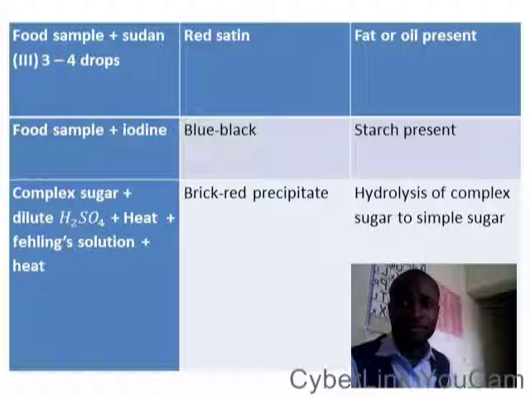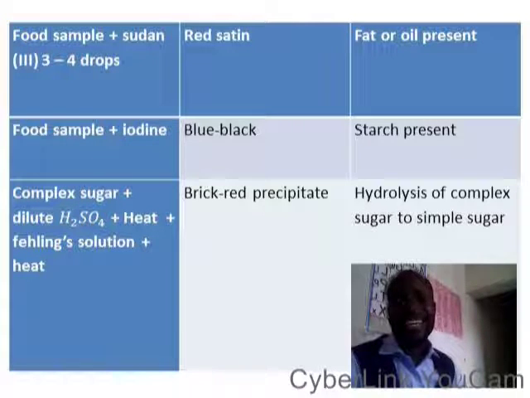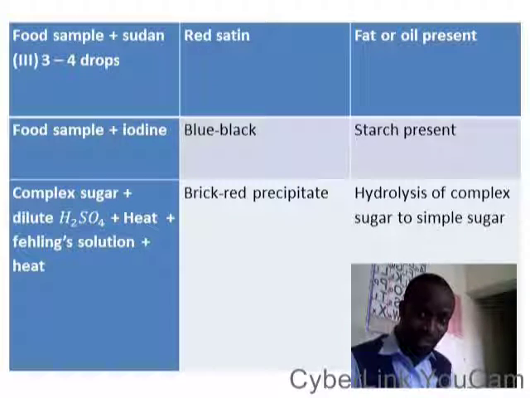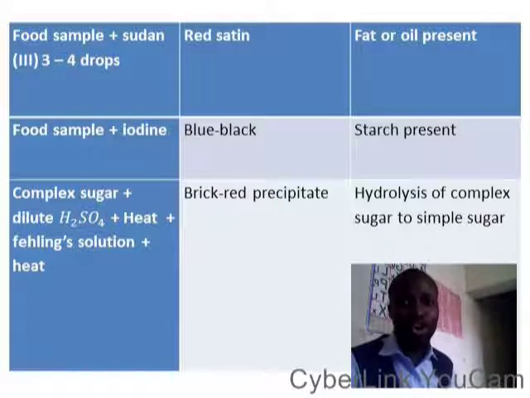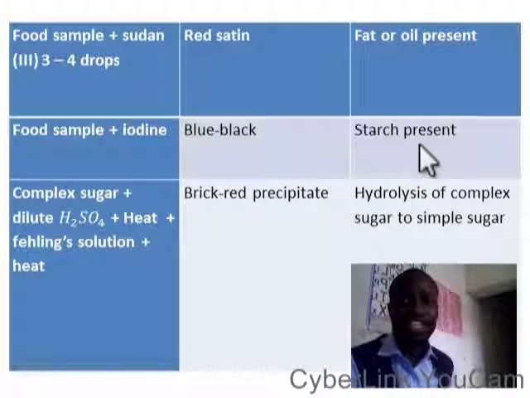The next slide here, food sample plus Sudan III solution, 3 to 4 drops, you see red stains. That shows the presence of fat or oil. Now, when food sample is added to iodine solution, you have a blue-black precipitate. Blue-black precipitate, that shows that starch is present.